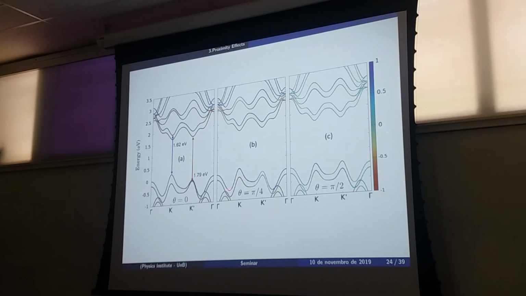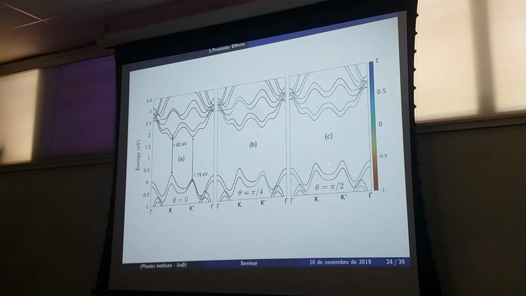And here I'm changing the direction of the substrate magnetization, sorry. Here it is perpendicular to the lattice, and here I have 45 degrees and 90 degrees. So here is fully in-plane magnetization, here out of plane. And when you do this, you basically mix the spin. Now the spin is not a full spin up state or full spin down state.